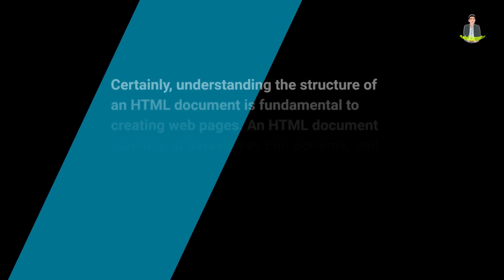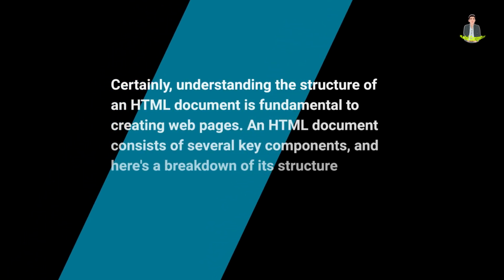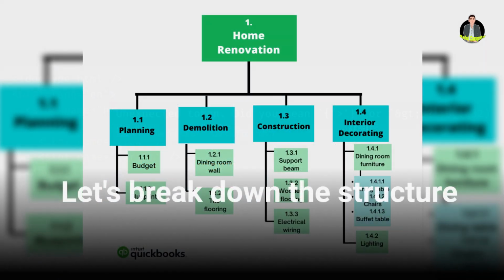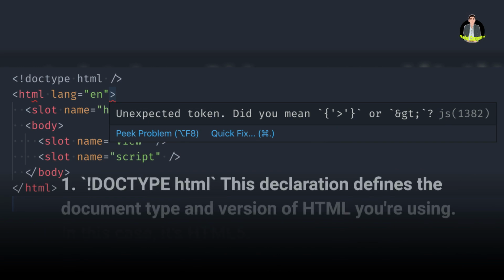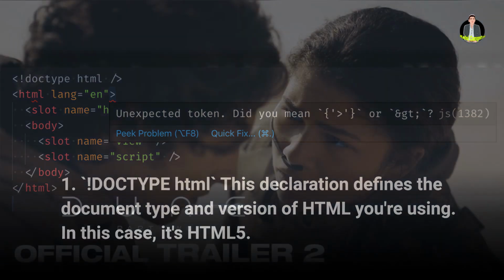Certainly, understanding the structure of an HTML document is fundamental to creating web pages. An HTML document consists of several key components, and here's a breakdown of its structure. Let's break down the structure. 1. `<!DOCTYPE html>`. This declaration defines the document type and version of HTML you're using. In this case, it's HTML5.